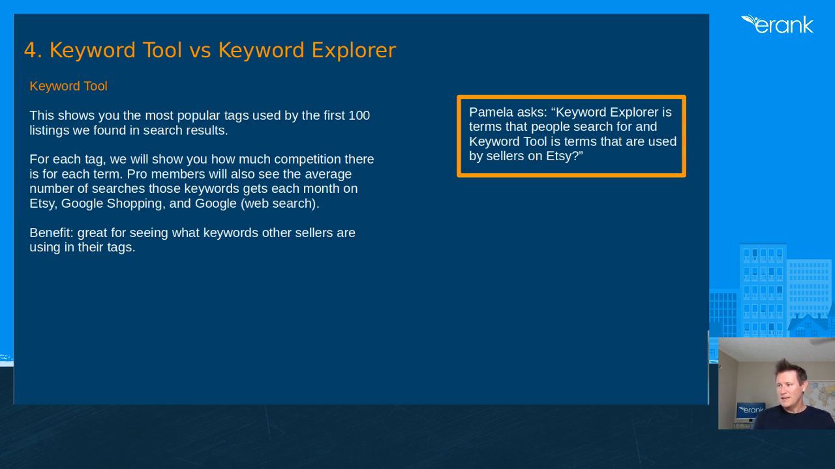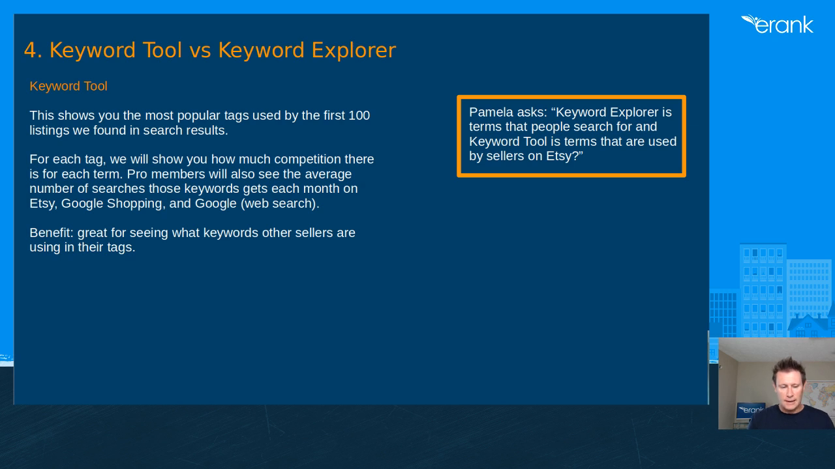So Pamela asks a great question about the Keyword Explorer, wanting a bit of clarification. She says Keyword Explorer is terms that people search for, and Keyword Tool is terms that are used by sellers on Etsy. For the most part, that's very true, but I want to elaborate a little, because it's important to understand the differences. With the Keyword Tool, you type in silver necklace. eRank will download the top 100 listings from the Etsy API, analyze those listings to find out what tags were used, and then show you on the screen the most popular tags that sellers have used.